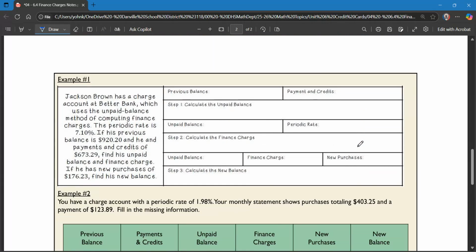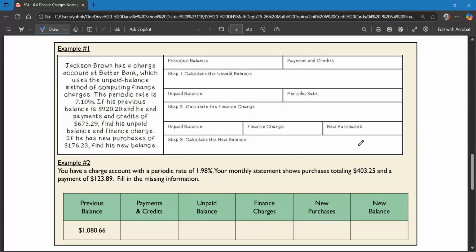All right, let's see some examples. Here are two different tables we're going to use to kind of organize our information. So first, Jackson Brown has a charge account at Better Bank, which uses the unpaid balance method of computing finance charges. That means whatever money you haven't paid at the end of the month on your balance is what you then owe finance charges or late fees on. The periodic rate is 7.1%.